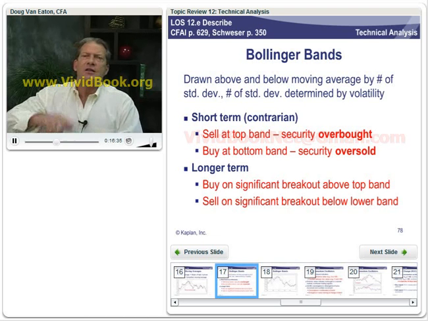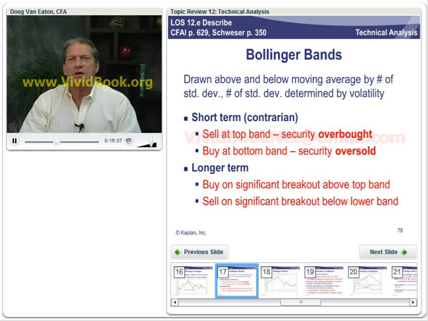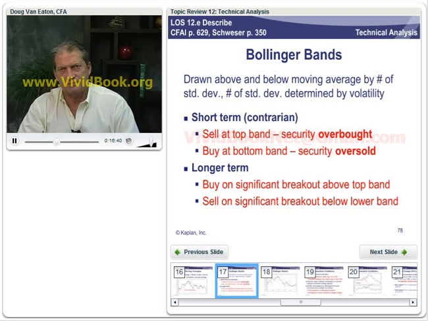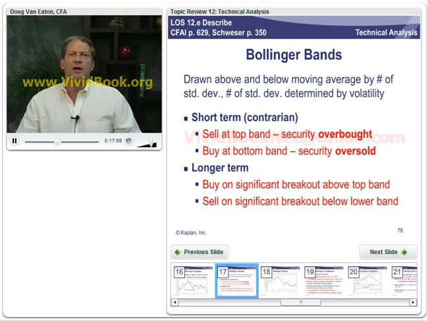It's like the series is mean reverting toward the moving average line. When it gets too far above that, it's overbought. We want to sell those securities. When it gets at the bottom of that, it's oversold. We want to buy those. As a short-term indicator. Longer term, when stocks break out of these bands, that's taken as a signal that we really have a trend in place. So we would buy on a significant breakout above the top Bollinger Band and sell on a significant breakout below the lower Bollinger Band.